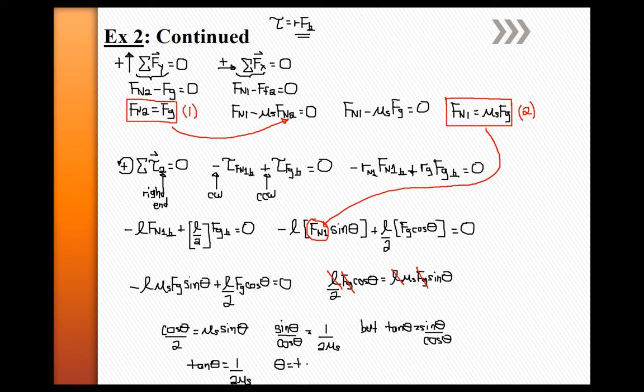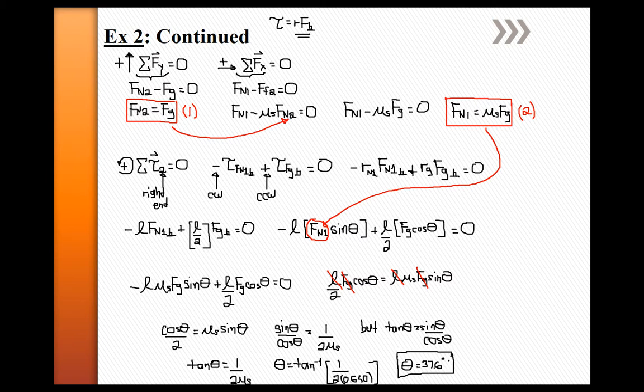So now let's plug the number in. So theta would be equal to the inverse tan of 1 over 2 times the static coefficient of friction, which is 0.650. And then this is going to give me an angle that would be equal to 37.6 degrees.